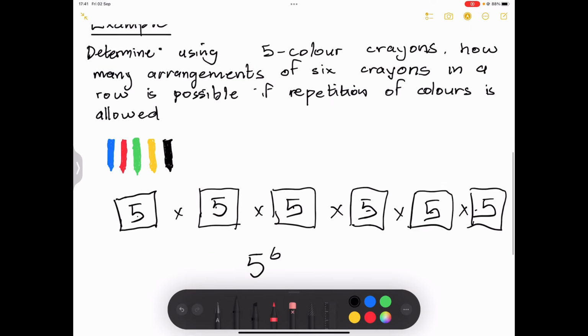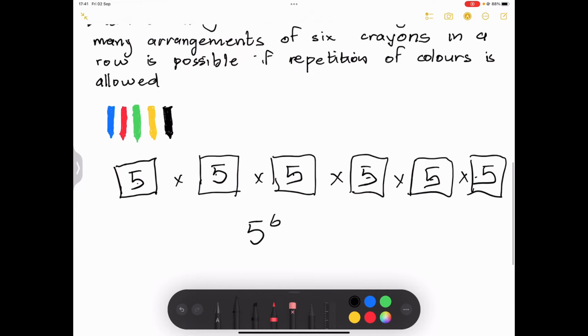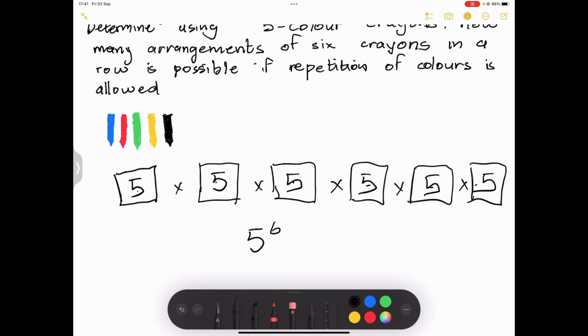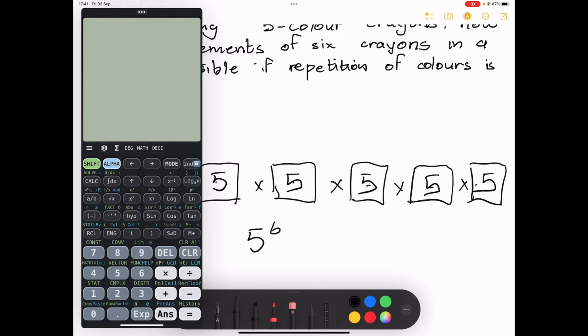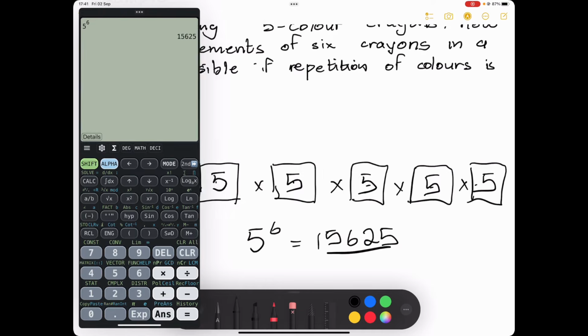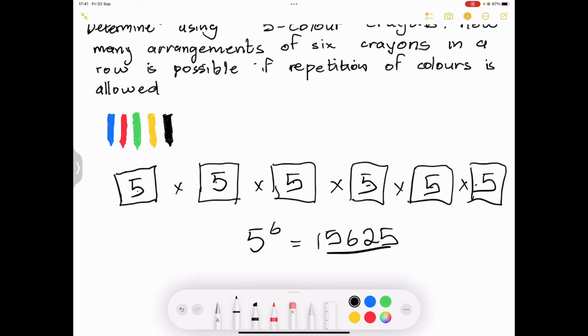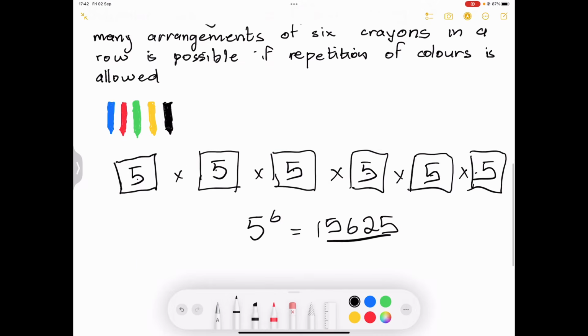So in this case, we're looking for 6 combinations of colors, but out of 5. So our choice would be 5 to the power 6. And if we take 5 to the power 6, we get an answer of 15,625. That's the number of possible outcomes that we can create if repetition is allowed.